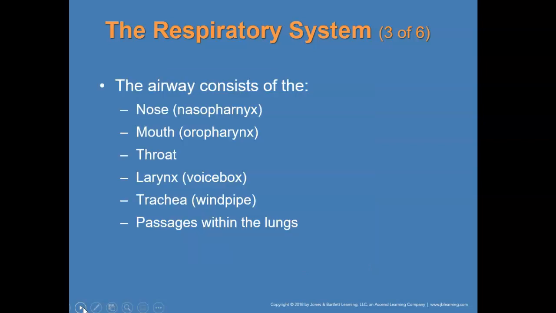The airway consists of the nose or nasopharynx, mouth, oropharynx, and throat or pharynx by itself. Larynx is your voice box, trachea is your windpipe, and then the passages within the lungs.